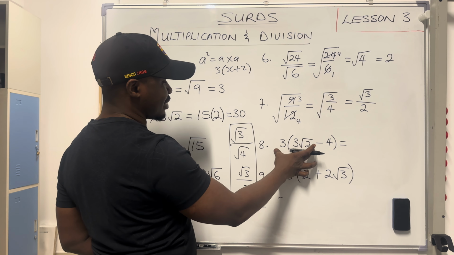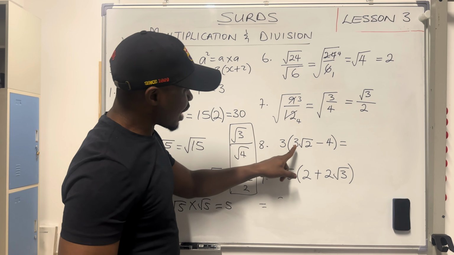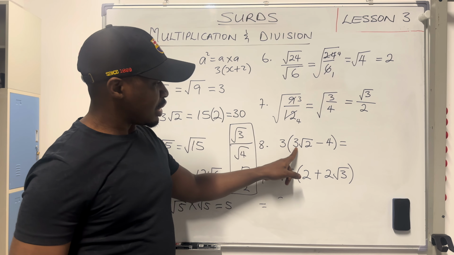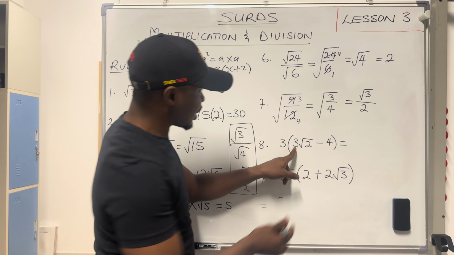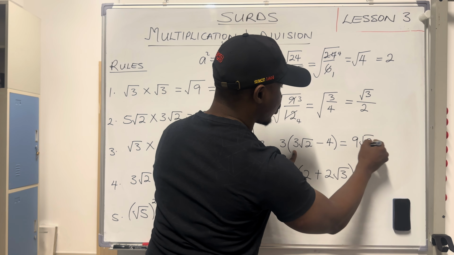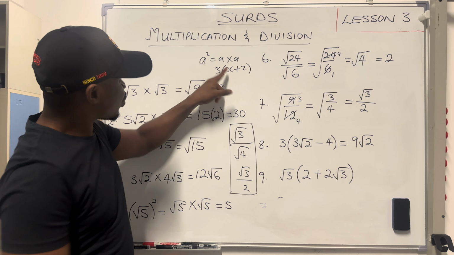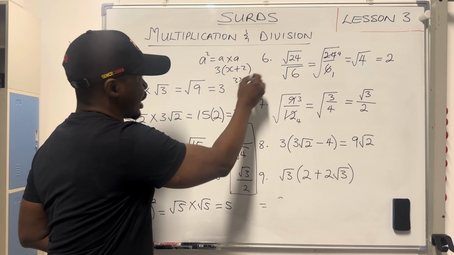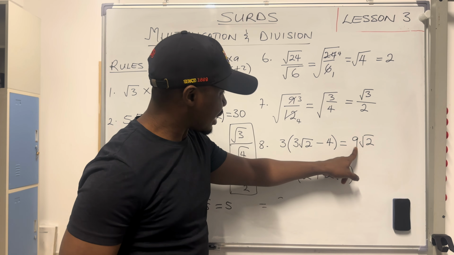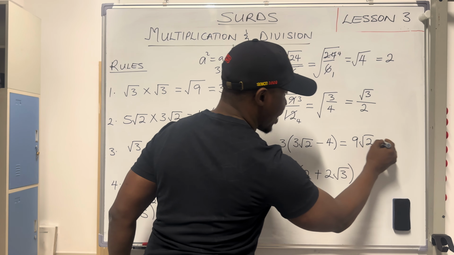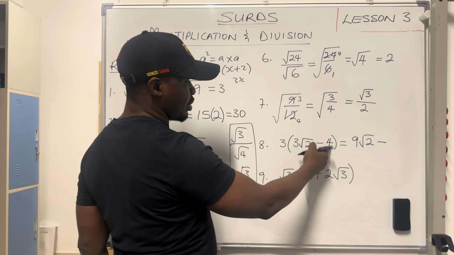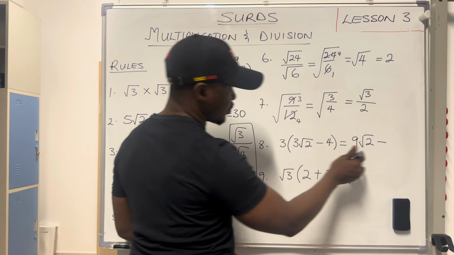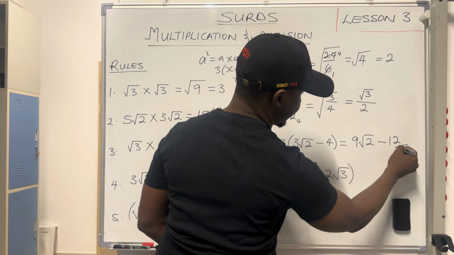So 3 times 3 root 2. This is not a surd, it's not a surd. They are the only ones that multiply. 3 times 3, 9. Then 9 root 2. Just like we say, 3 times 1 is 3. Then 3x. So 3 times 3 is 9. That means 9 root 2 minus. Not a surd, not a surd. This one is as usual. So 3 times 4, 12. So as I was saying, 1 is not a surd. So 2 times 1 is 2. Then we have 2 root 3.